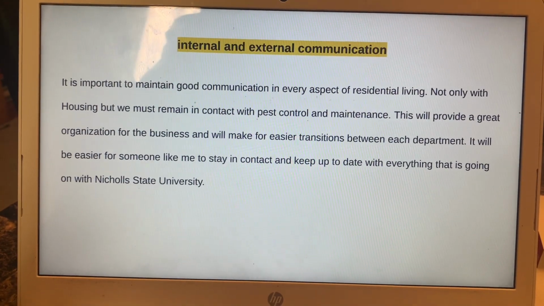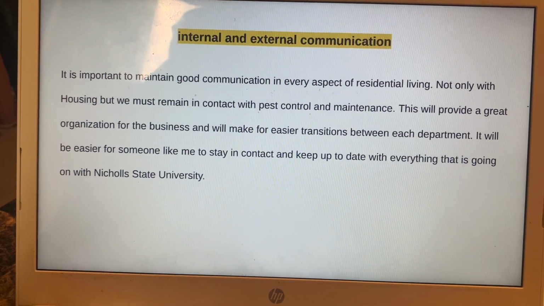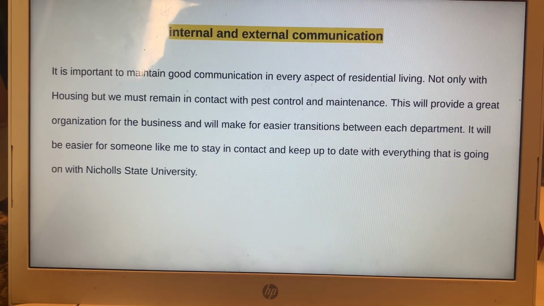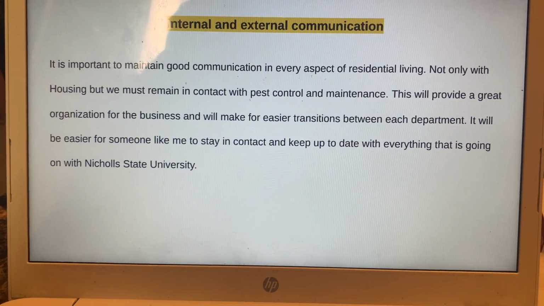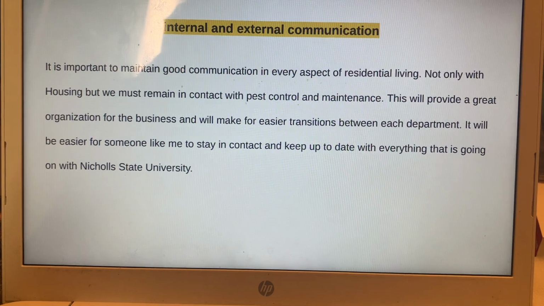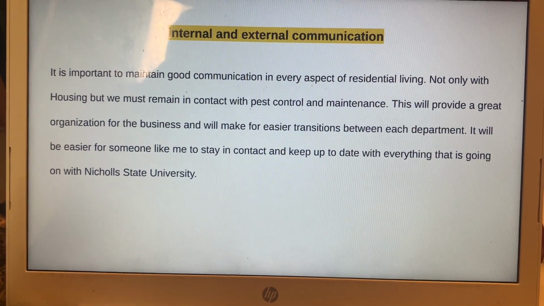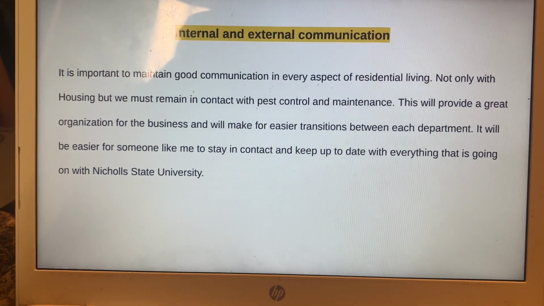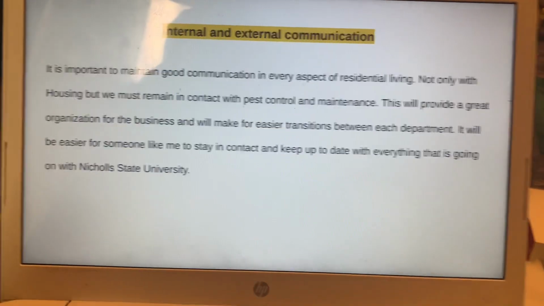It is important to maintain good communication at every aspect of residential living, not only with housing, but we remain in contact with pest control and maintenance. This will provide a great organization for the business. It will make it easier for transitions between each department. It will be easier for someone like me to stay in contact and keep up to date with everything that is going on with Nicholls State University.